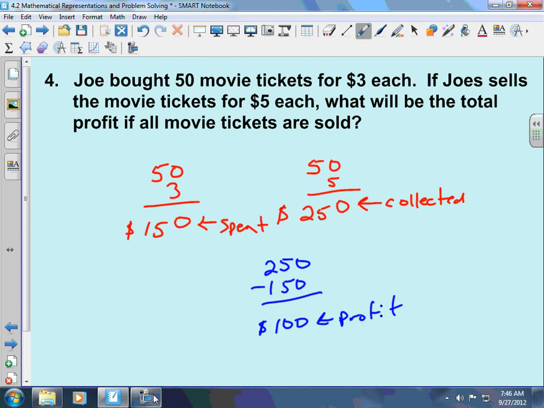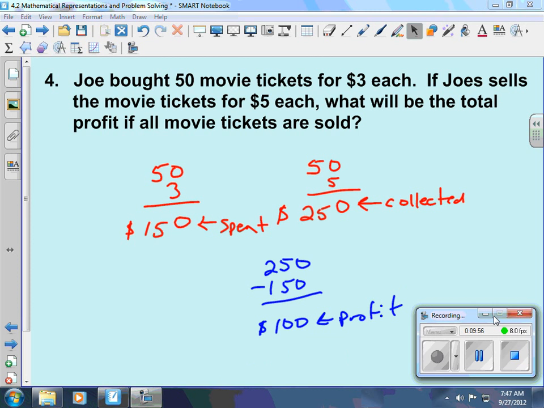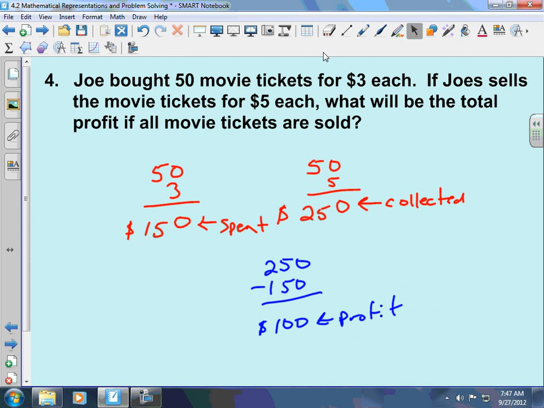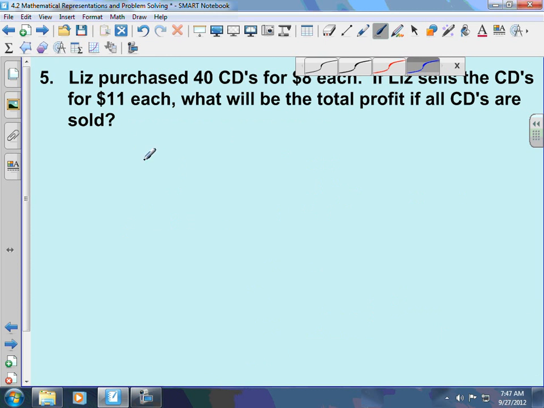Okay, so you figure out how much he spent, then you figure out how much he collected by selling them, subtract the two, you have your profit. Liz is going to do the same thing. Let me show you a shortcut.